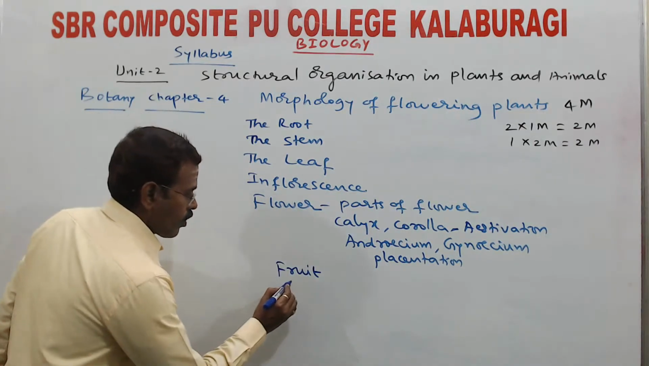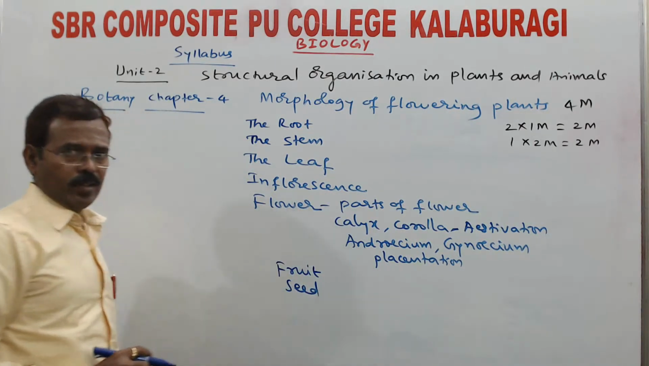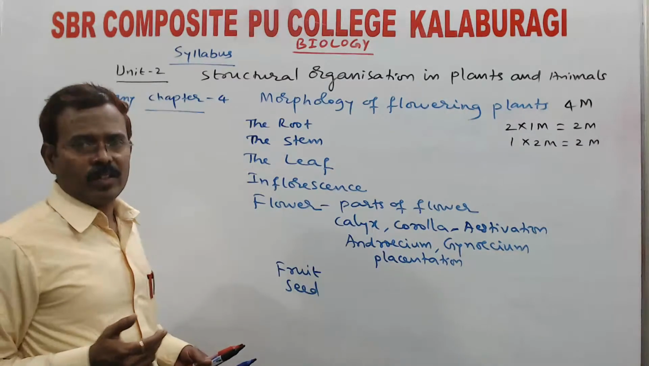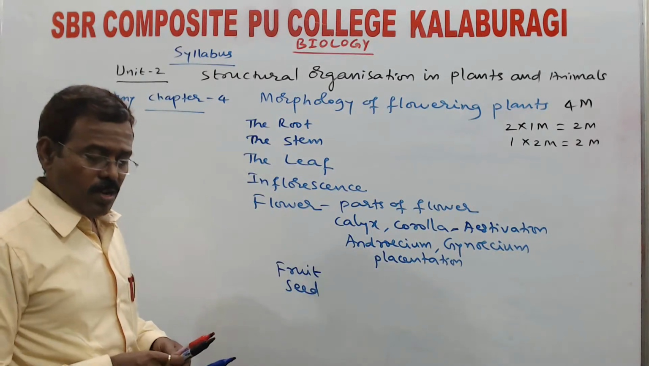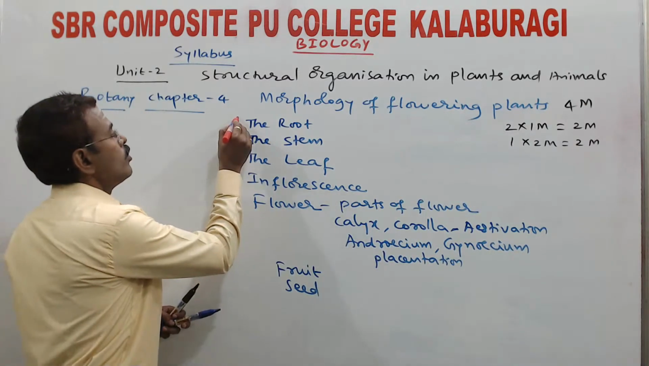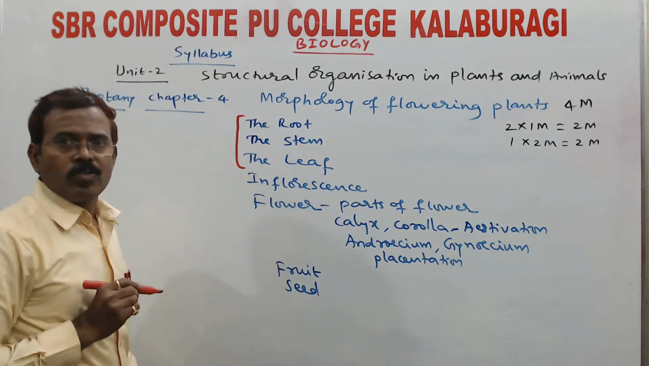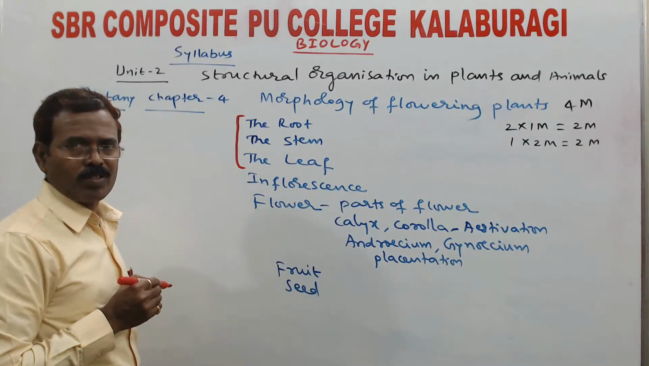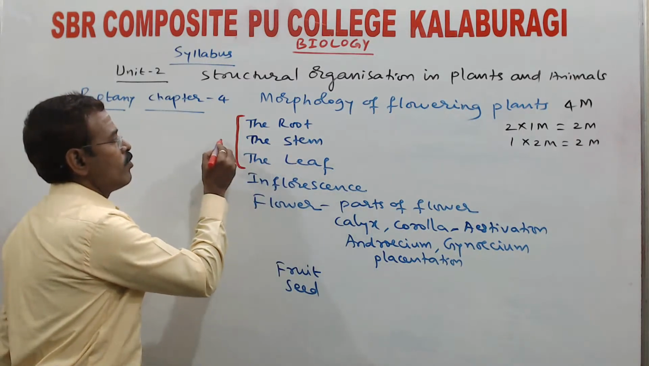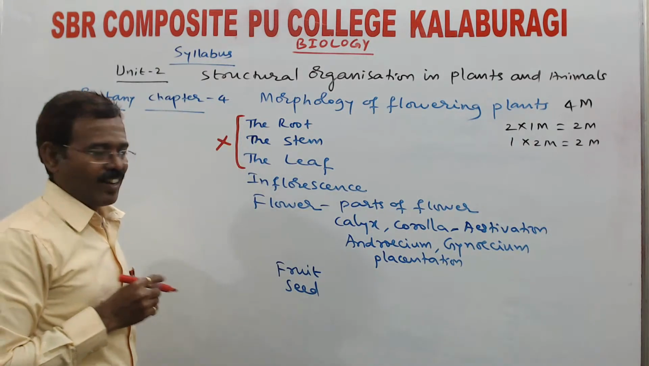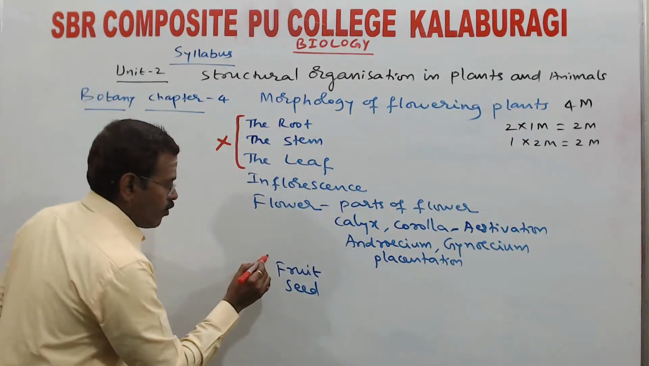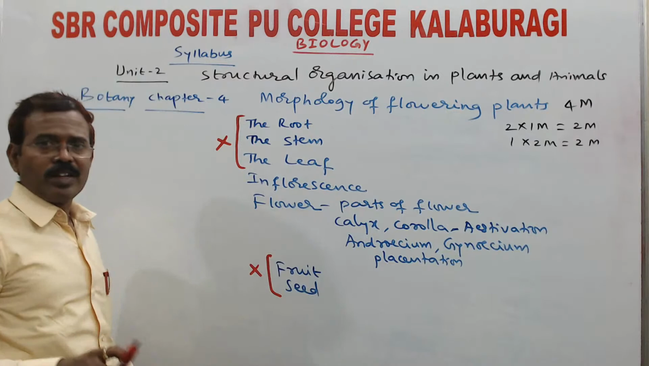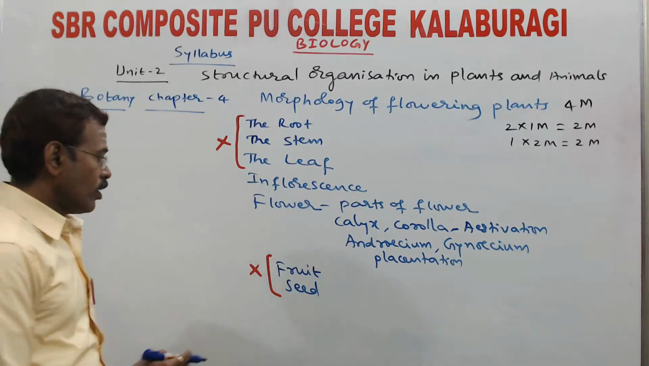After flower we have fruit, then seed. As per the latest syllabus after the deletion released by the CBSE, the CBSE board has minimized the syllabus. As I mentioned yesterday, 30% of the syllabus has been reduced. Root, stem, leaf concepts have been deleted. Then the fruit and seed concepts have been removed.